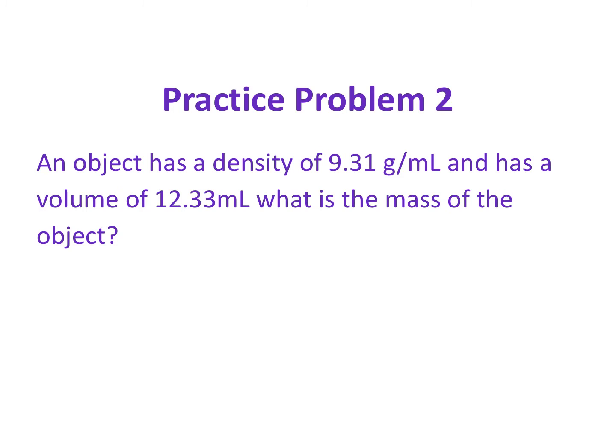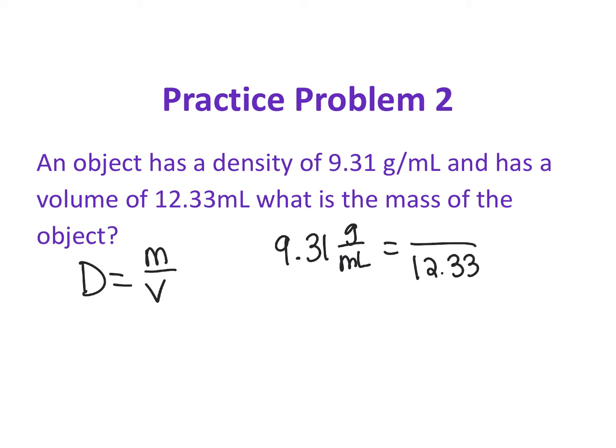All right, practice problem 2. Take a second and try and fill this out in your notebook. Pause the video and then come back. All right, so the first thing that we're going to do is write down our density equation. Density equals mass over volume. Now we see that we have to just fill in the parts. So we have 9.31 grams per milliliter is our density. And then we have a volume of 12.33 milliliters, and we don't know our mass, so I'm just going to leave it as variable m.